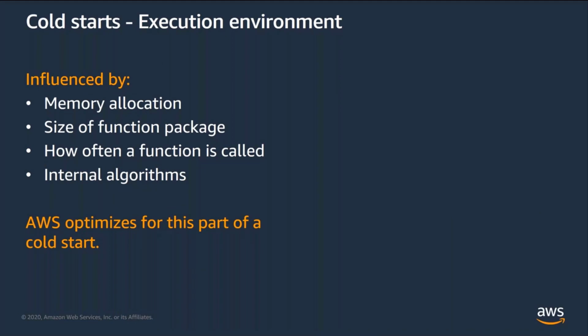AWS optimizes for this part of the cold start, the setting up of the execution environment, but it's influenced by 4 factors. The first is the memory allocated to the function. You choose between 128 megabytes and 3008 megabytes. Typically, functions with more memory allocated are reached less frequently.